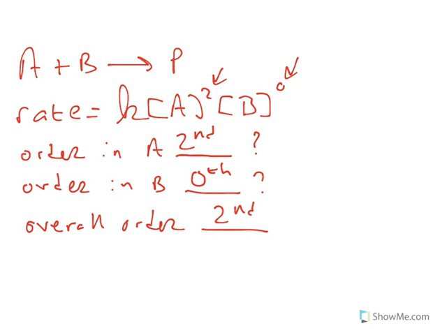So we have our ways of telling whether it is going to be second, 0th, or first order in A, B, C, whatever it is, or overall we just need to add the exponents. Whatever the exponents add up to, that's the overall order of the reaction. And just to clarify, we cannot tell what kind of rate law we have without experimentation. What I want to do in the next video is talk about that experimentation, and it's going to be done by something called the method of initial rates. So look for that in the next video. Thank you very much.